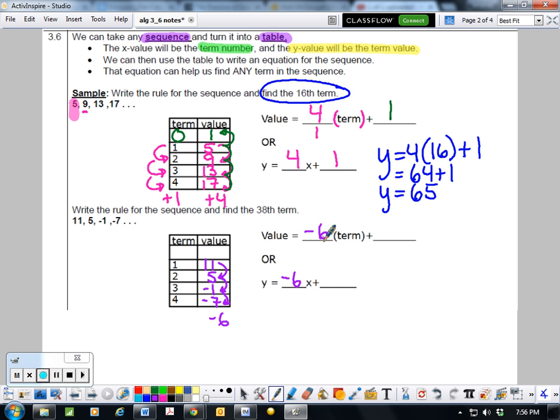And then I've got to work backwards to find my starting value. So at 0, the opposite of minus 6 would be add 6. So 11 plus 6 gives me 17.